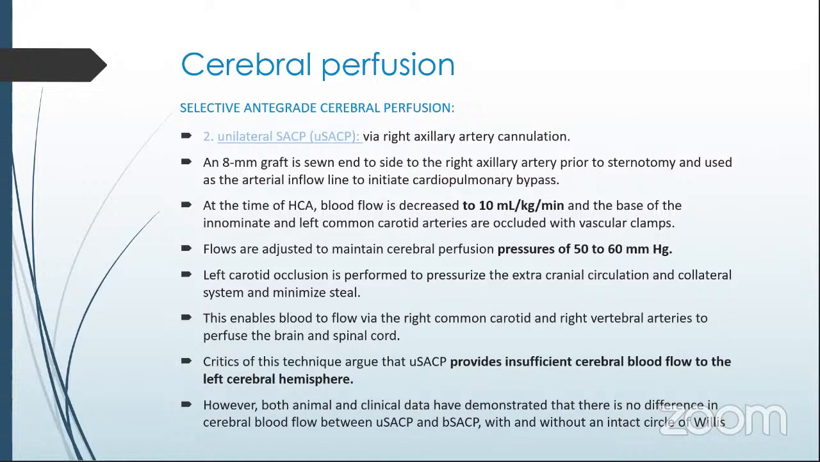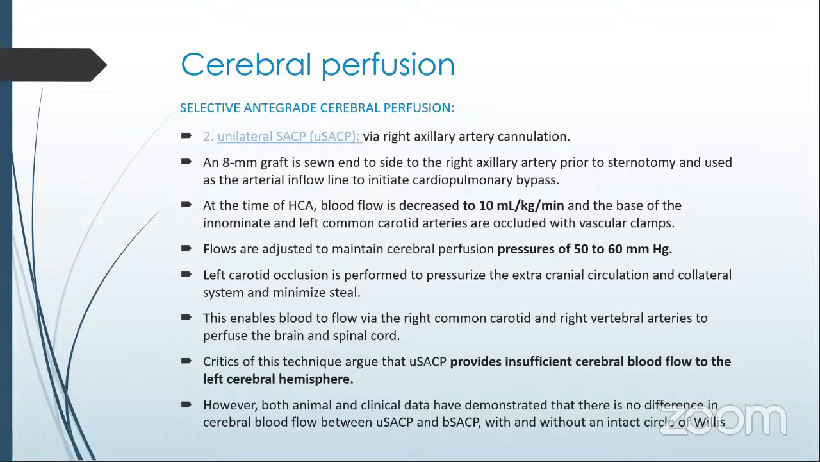At the time of the circ arrest, we need to decrease the blood flow to 10 ml per kg per minute. If you remember, we said in the retrograde we have a large vessel, so the flow rate is about 250 to 400 milliliters per minute. But in the antegrade, we have a small artery, so the flow will be 10 milliliters per kg per minute, and the pressure is about 50 to 60 because it's in an arterial line.